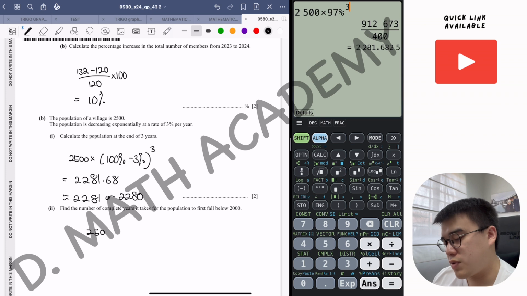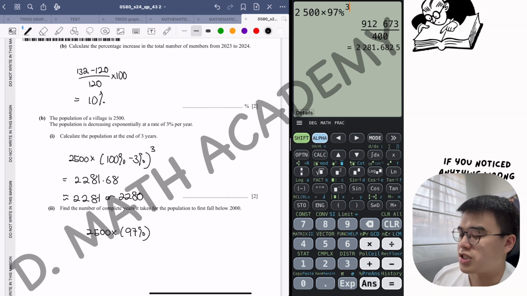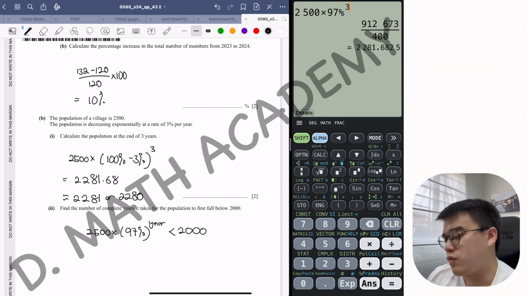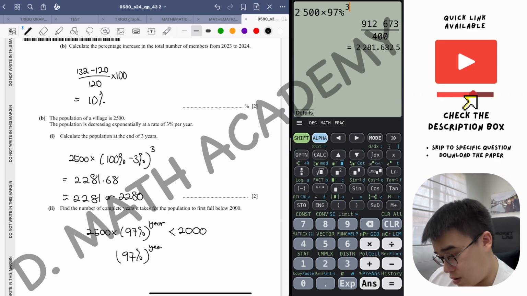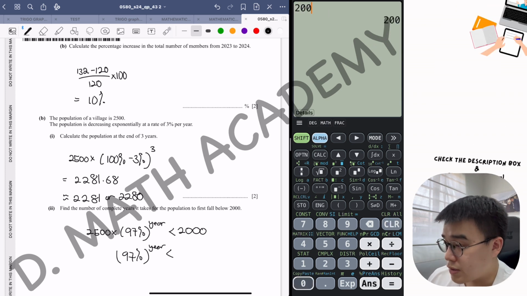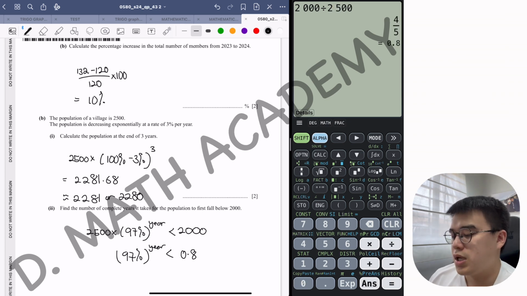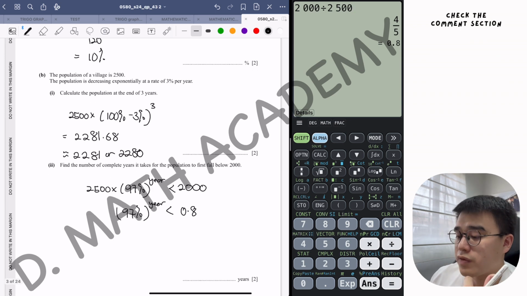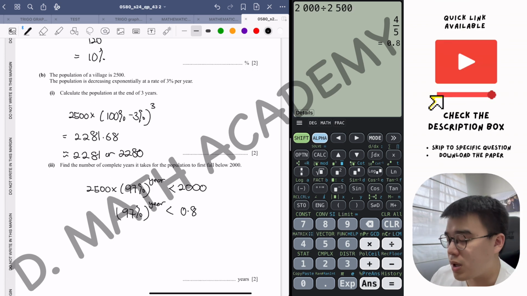So this time around, the key catch was that the years went missing. So you have to write it like this: 97% to the power of the year equals 2000 over 2005, making it 0.8. For those who are not taking AdMaths, they would have done this manually by testing the years one by one.